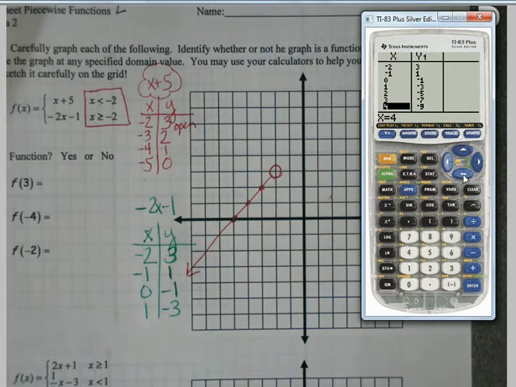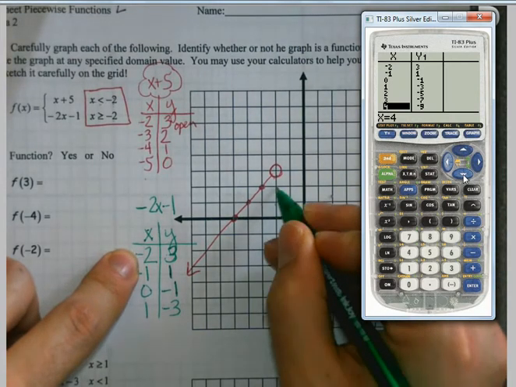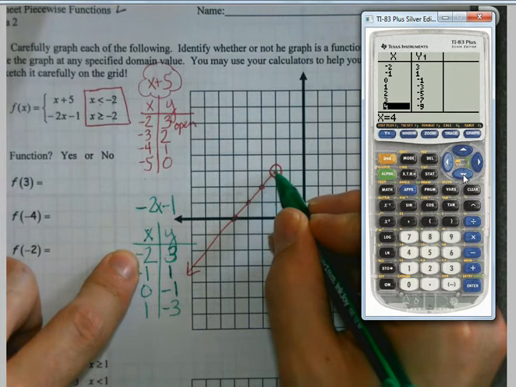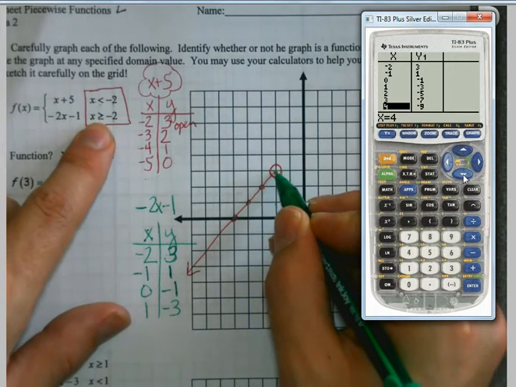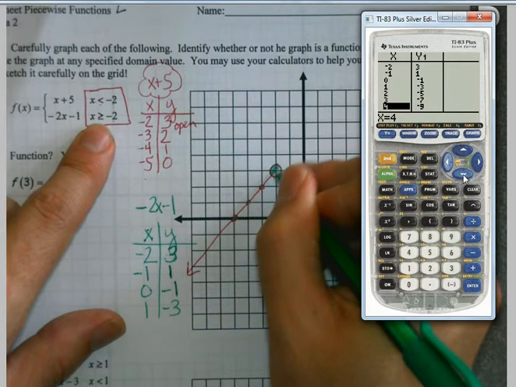So here's our dilemma. You're like, there's a dilemma? Yes, because when I go to negative 2, 3, you're like, wait a minute, I already have an open circle there, but this line tells me it's gonna be a closed circle, so what happens? Closed circle will always trump open circle. So I'm just going to go ahead and color that in.